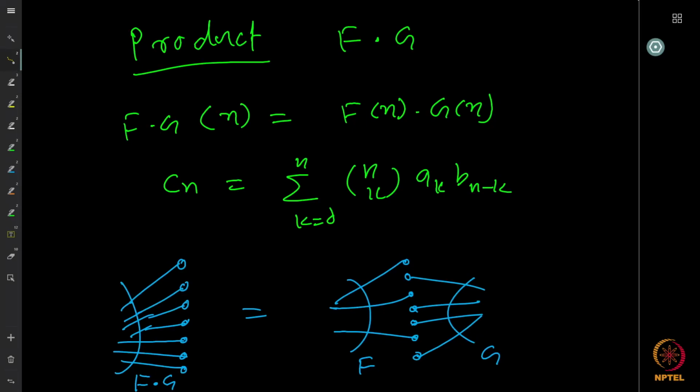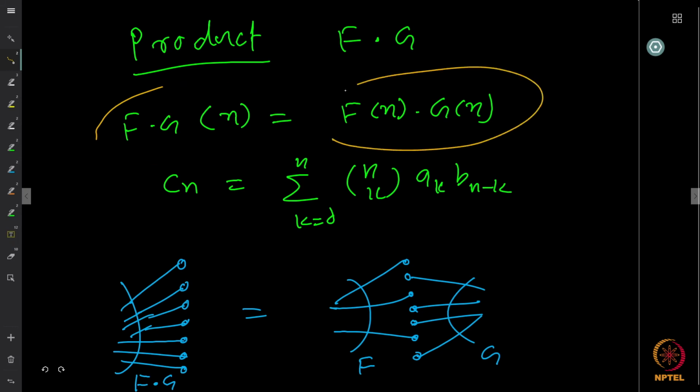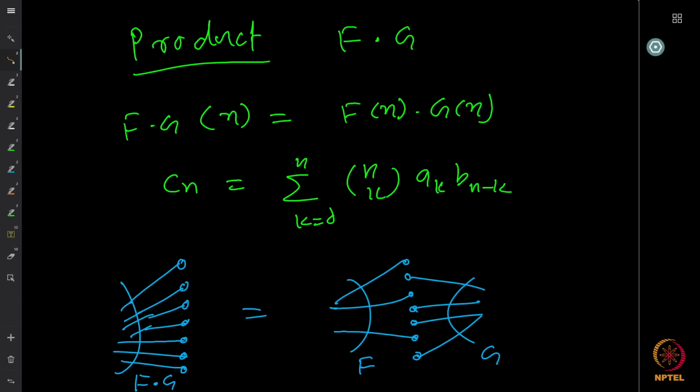Now we quickly look at the product of two species. So F and G are species. I denote by F dot G the product species FG. So what is the product species FG? Its generating function FG of x is the product of the generating functions. So we want this, and we are going to define the product as something that makes this property hold.